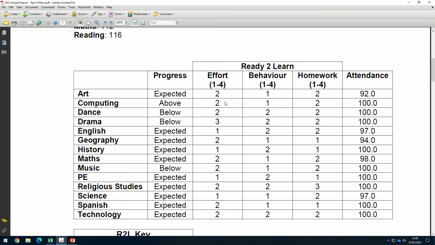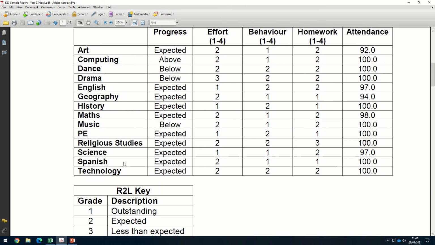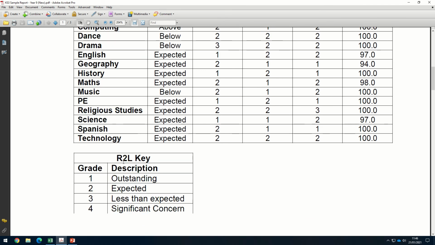The next section we're going to look at is the Ready to Learn section, and this is the most important part of the report. It's looking at how the student's performing in school and at home. What we've got there are 3 sections: effort, behaviour and homework. Behaviour is how they're behaving in the classroom. All of these have grades 1 to 4, and this is what they mean. 1 is outstanding, that is quite literally they are a model student. 2 is expected. Again, we have really high expectations in terms of behaviour, in terms of effort, in terms of homework. So 2 is a really good score.